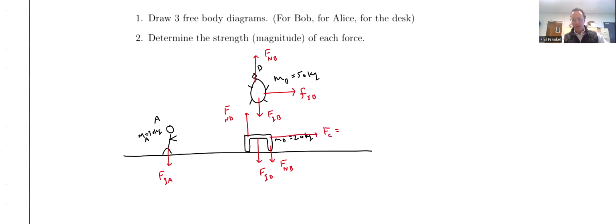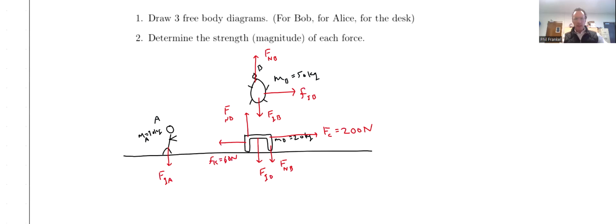And we know the value of that force. We're told in the problem it's 200 newtons. We're also told that as the desk slides rightward, there's a force of kinetic friction on the desk equal to 60 newtons. All right, is there anything else?